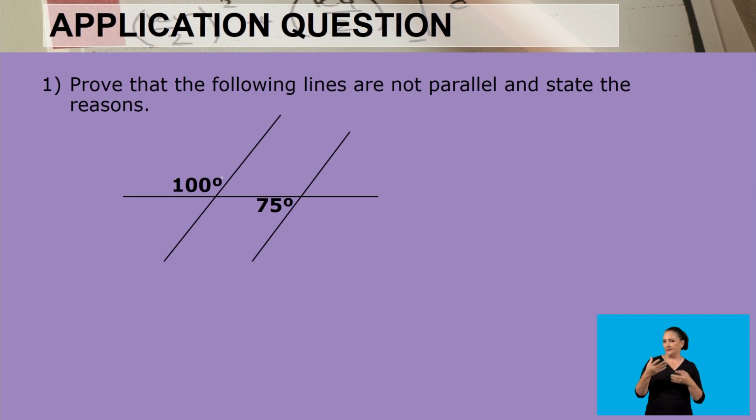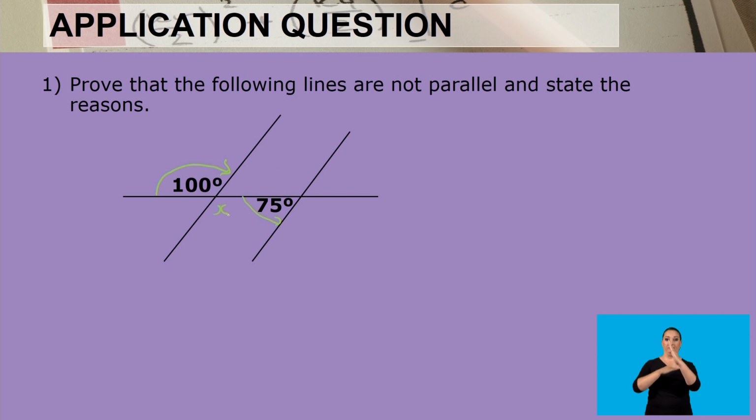We are given 100 degrees, which is that angle there. We are given 75, which is that angle there. But what we know is that the angle here, I'll mark it with an X, is vertically opposite to 100 degrees. So let's see how we use that information.